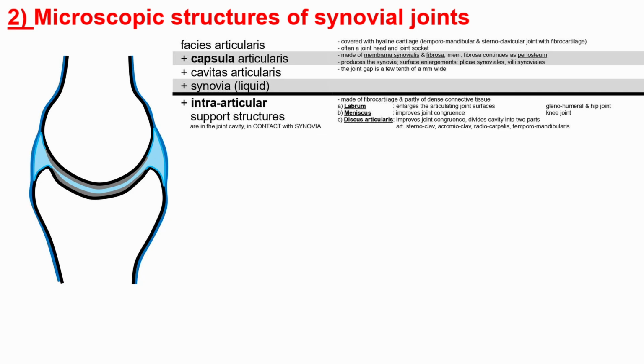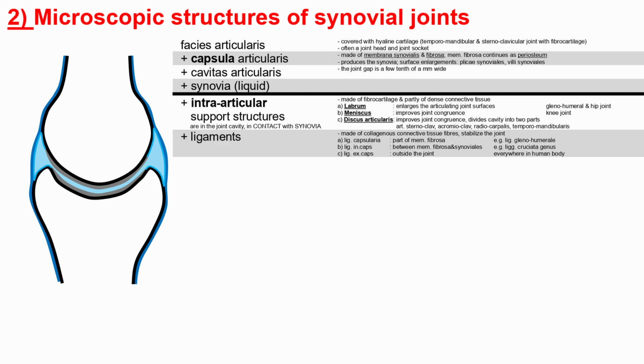Note that articular discs of the synovial joints are not the same as the discs in the symphysis, such as the interpubic or intervertebral disc. Next, we have the ligaments that basically all synovial joints have. The ligaments can be capsular, intracapsular, and extracapsular. There are also, most of the time, muscles that pass over and move the joint.